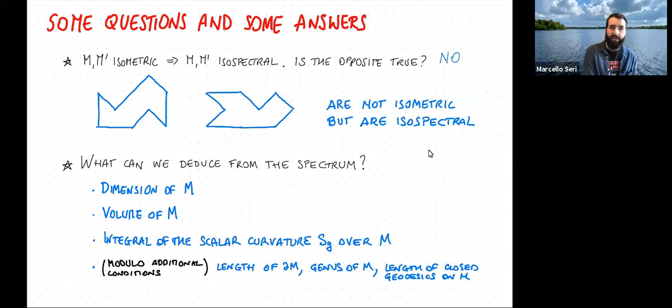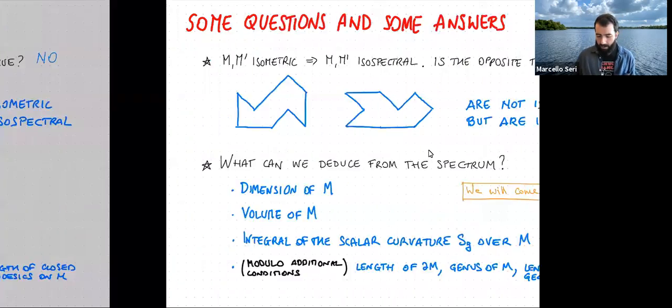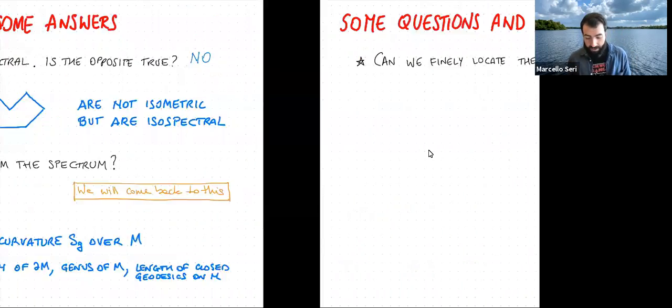As we could detect the area, the volume of a set in the Euclidean space, we can detect the volume of the manifold, we can detect the dimension of the manifold, we can detect the dimension of its boundary if there is one. We can detect integrals of the scalar curvature over the manifold, and we can detect the genus of the manifold. We can detect lengths of closed geodesics. We can detect lots of stuff. So yes, isospectral manifolds are not isometric in general, but still the spectrum contains a lot of information. And we'll come back to this later.